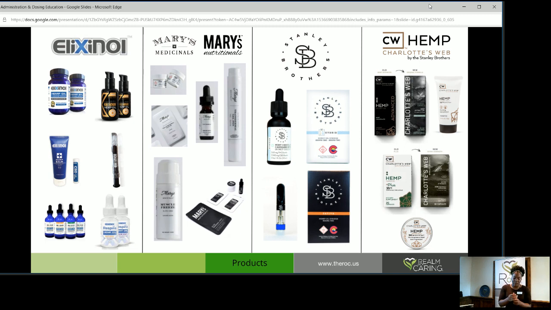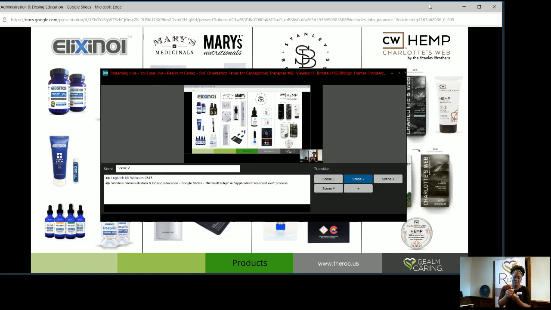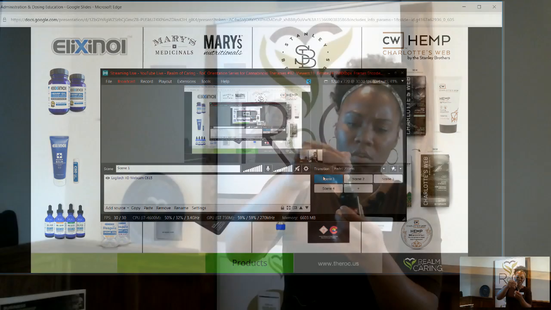One thing I do like about the Stanley Brothers is that they provide exactly what's in their product, what the contents are, and then they also have the dosing information as well. So it's also marked on the dropper, so you know exactly how much you're taking.